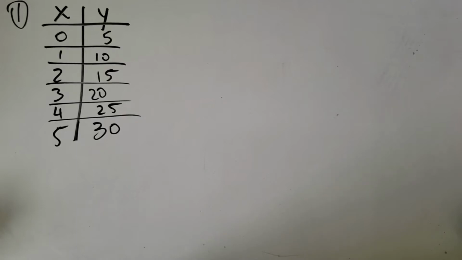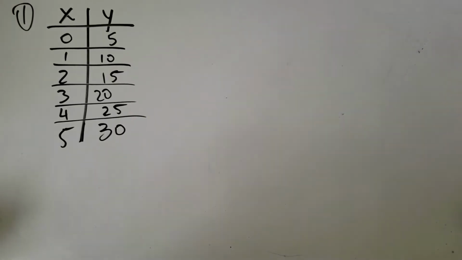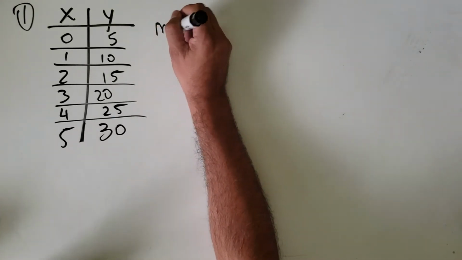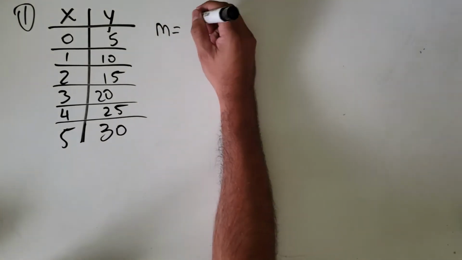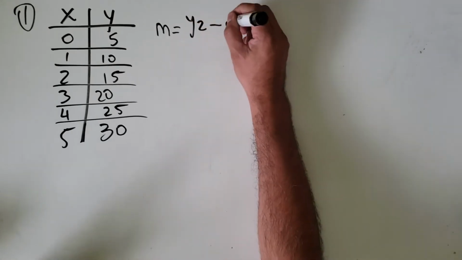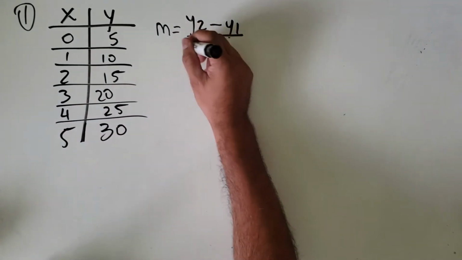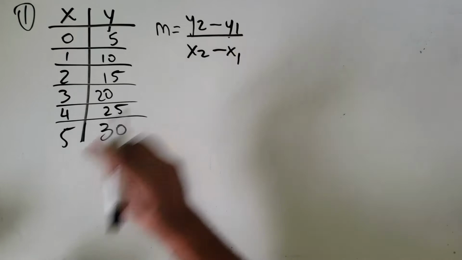All right, so we are going to learn how to find slope and y-intercept from a table to make a slope-intercept form equation today. Okay, so you guys already know how to find slope, and that is using the formula. So m equals, you should be writing this down, y2 minus y1 over x2 minus x1.